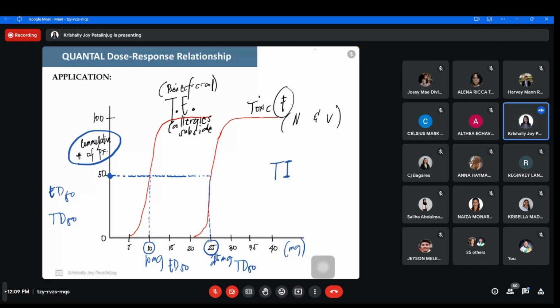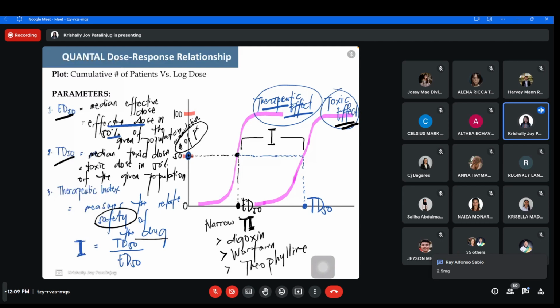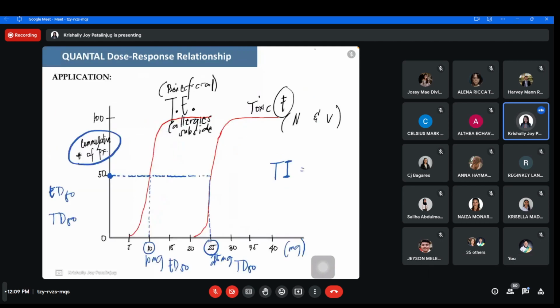Then you are asked, halimbawa lang, for the therapeutic index. No? Therapeutic index, kung ano yung measure that relates to the safety of the drug. Okay, very good. You simply get the ratio of the TD50 and ED50. So, sulat ko muna ha. It's TD50 over ED50. So, you simply substitute. It's 25 milligram divided by 10 milligram. So, ang magiging index, no, index would be 2.5.